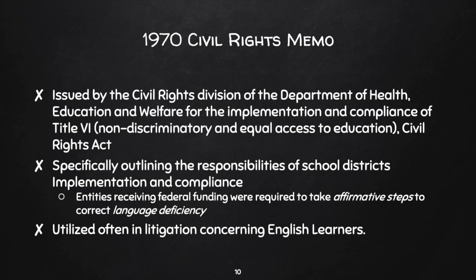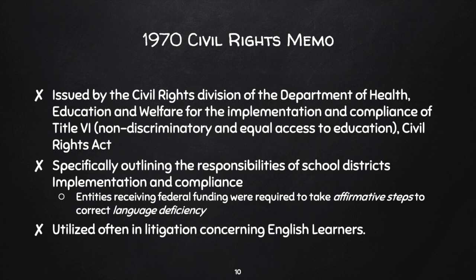So the 1970 Civil Rights Memo specifically outlined the responsibilities of schools and districts with the implementation and compliance of making sure that there were non-discriminatory practices happening in their school districts. The Civil Rights Memo was extended to anyone receiving federal funding, and with this, if schools and districts and state educational organizations were receiving federal funding, they were required to take affirmative steps to correct any kind of language deficiency for students.